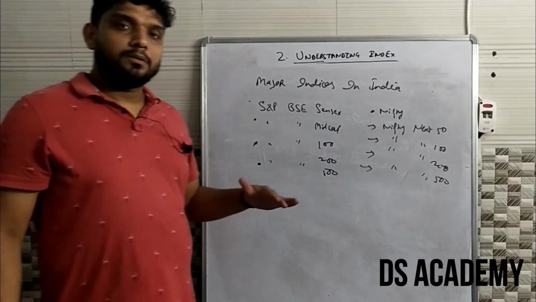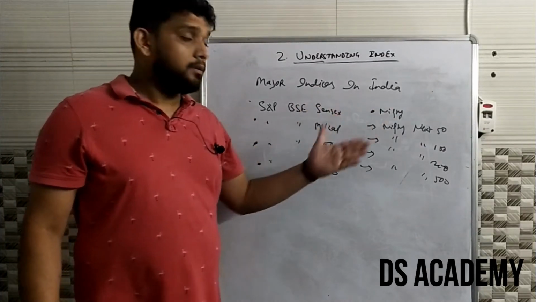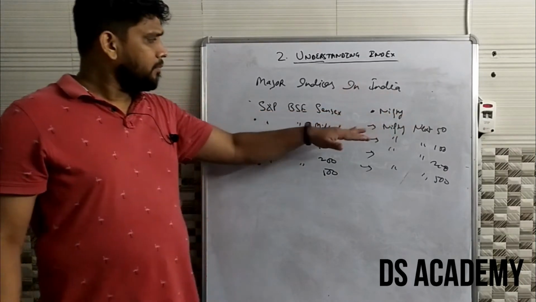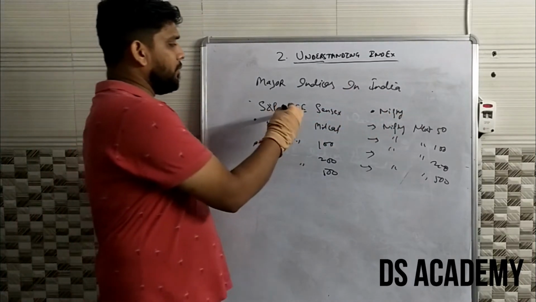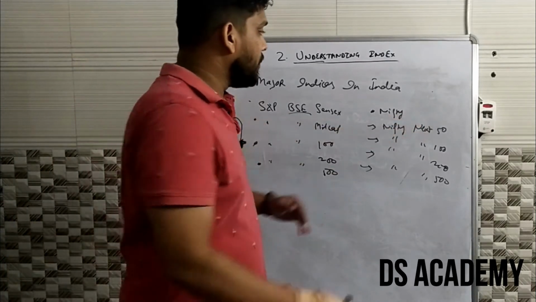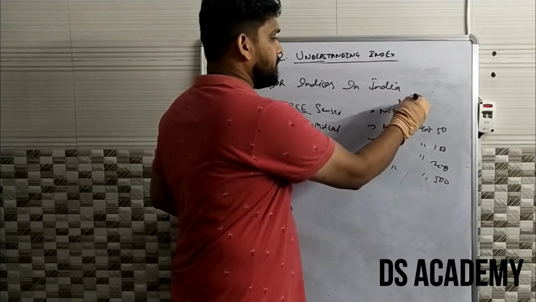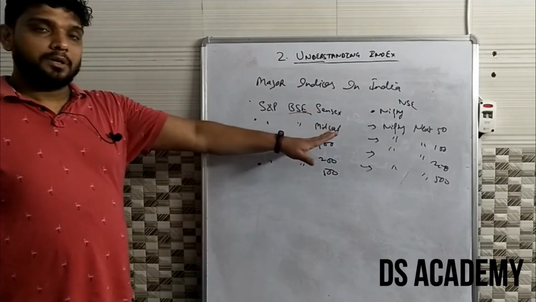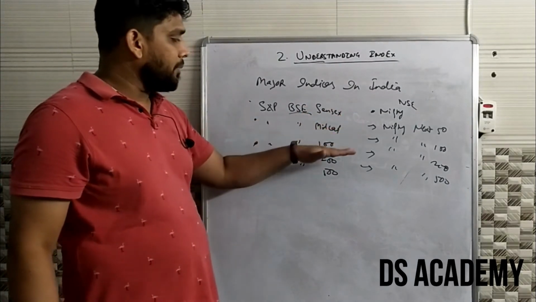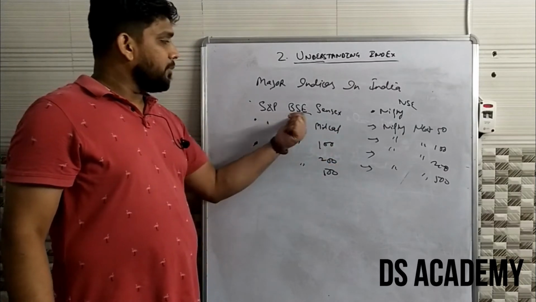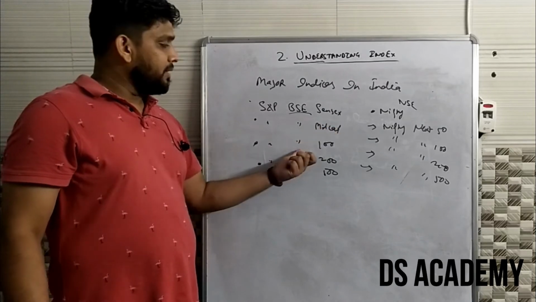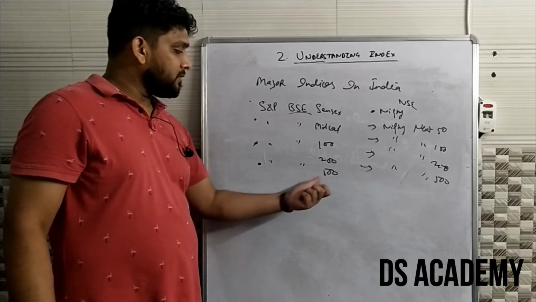Some of the major indices in India are Sensex and Nifty. Sensex is the index for BSE, which is Bombay Stock Exchange, and Nifty is the index for NSE, which is National Stock Exchange. Now we have sub-indices under this index, which are S&P BSE Sensex, S&P BSE Mid-cap, BSE 100, BSE 200 and BSE 500.